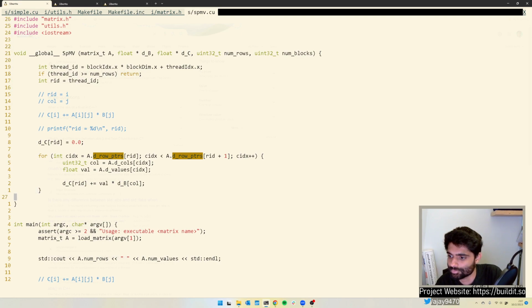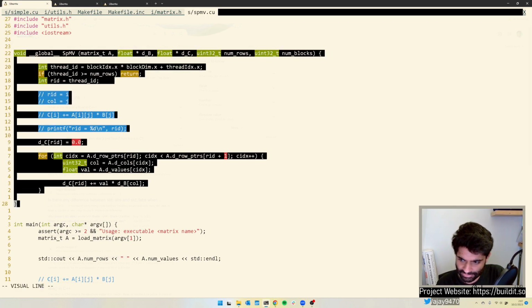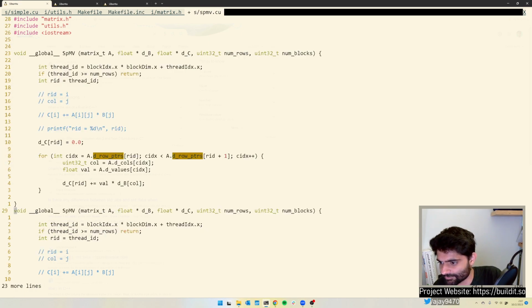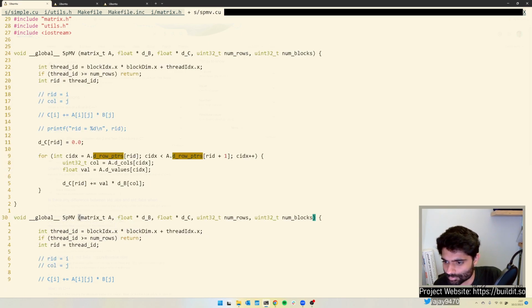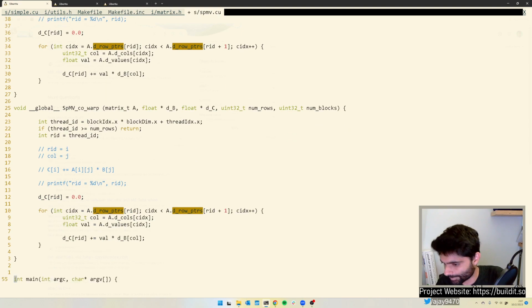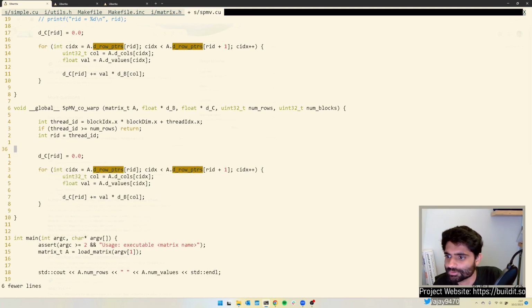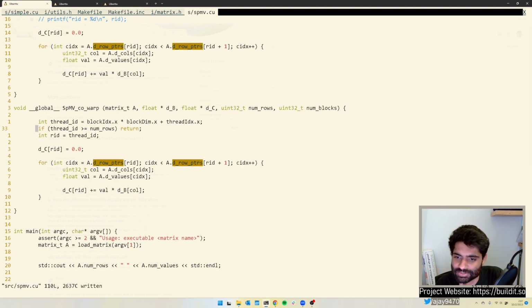So I'm going to copy over this, and let's call this version SPMV coop-warp, which means all the threads in a warp are going to work cooperatively. Now, I'm going to remove this just so that it's easier to read, but the previous one has it. Okay, so so far the code is exactly the same.